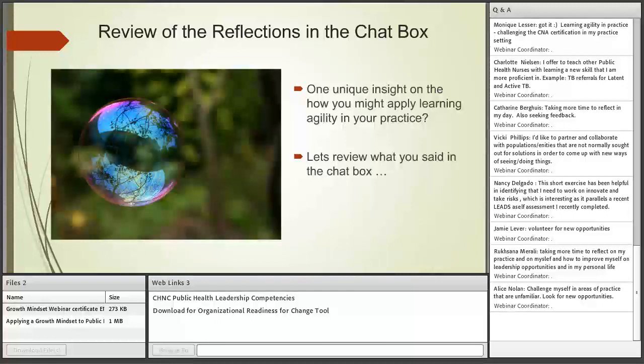Karina says, as a consolidation student on an intensive care unit, I can apply learning agility by actively looking for feedback from my preceptor and other staff on the unit. I can try to take their feedback as an opportunity to grow instead of becoming defensive or feeling inadequate. And I think that's really important for all of us.